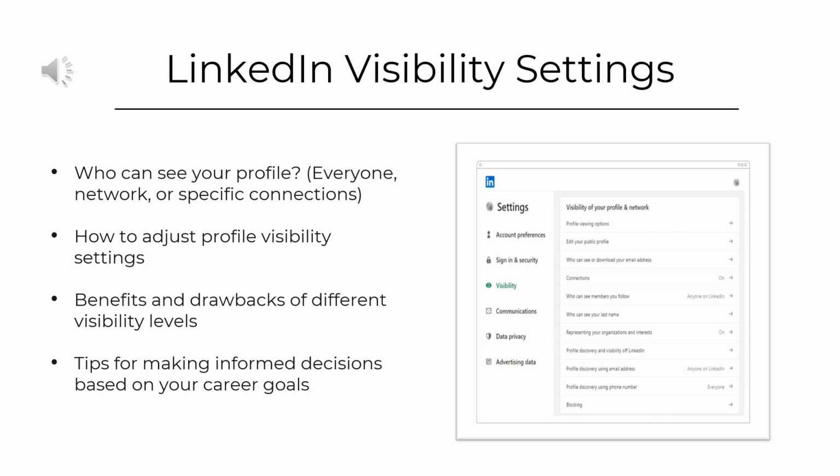Second, your network. This limits your profile to your connections, their connections, which means second degree connections, and their connections' connections, which means third degree connections. It's a good balance of privacy and reach. Third, your connections. This is the most private option. Only people you have directly connected with can see your full profile.